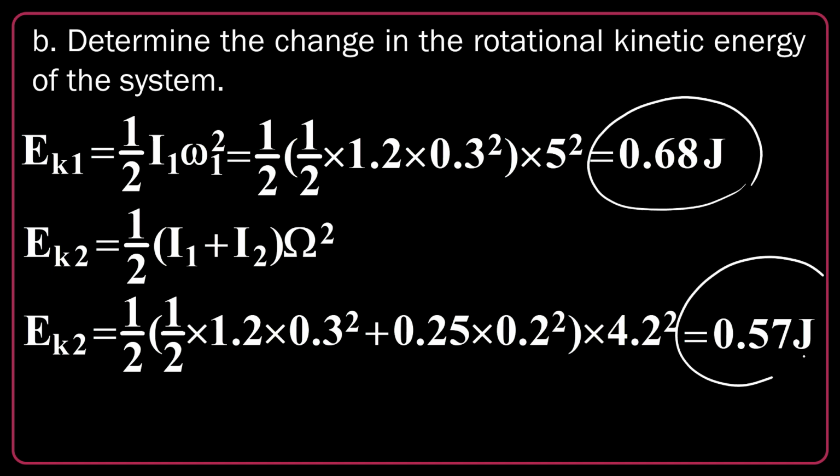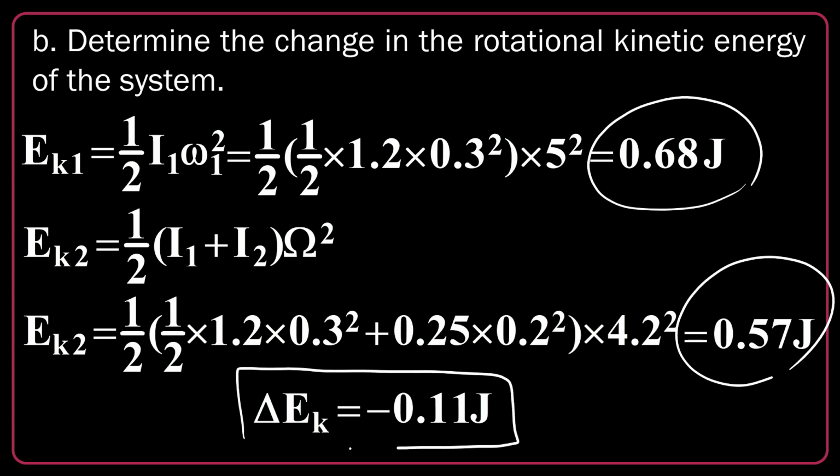If we subtract them, we will find the change in kinetic energy. Necessarily it's negative because of friction. When this small mass sticks to the disk, there is a small friction in between and it dissipates some energy. This is why the total kinetic energy is less than the initial, so delta E is negative.